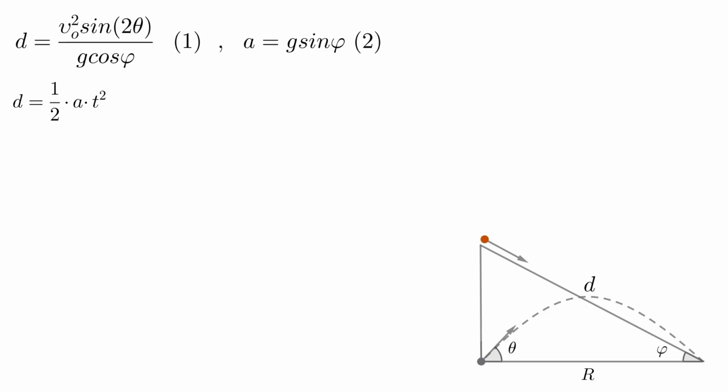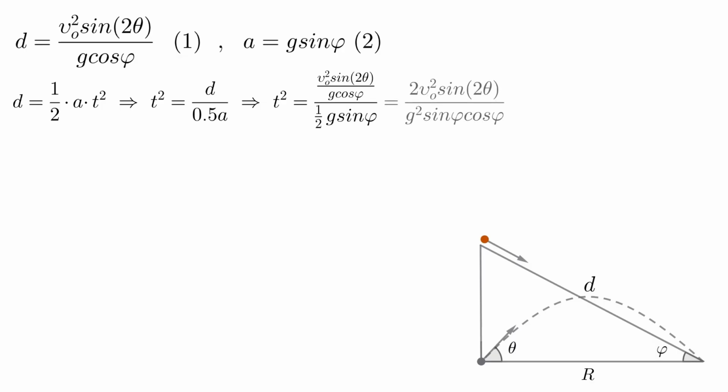So to find the flight time of the sliding mass, we solve for t, and we get t squared equals d over 1/2 times a. We plug in the second and the third equation into this one, and we get t squared equals v naught squared times sine of 2 theta over g times cosine of phi, over 1/2 times g times sine of phi, which equals 2 times v naught squared times sine of 2 theta over g squared times sine of phi cosine of phi. And this is t equals the square root of 2 times v naught squared times sine of 2 theta over g squared times sine of phi cosine of phi.